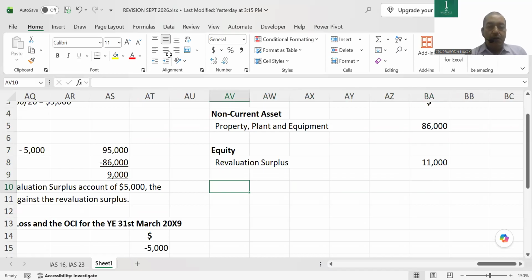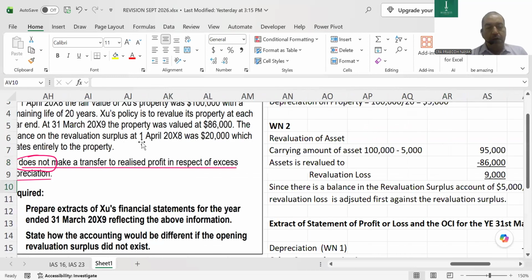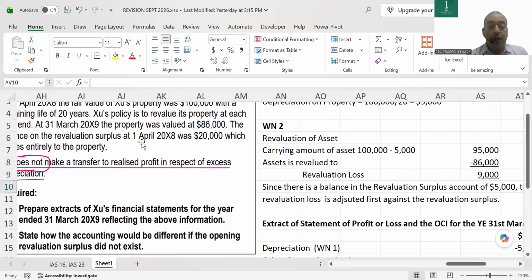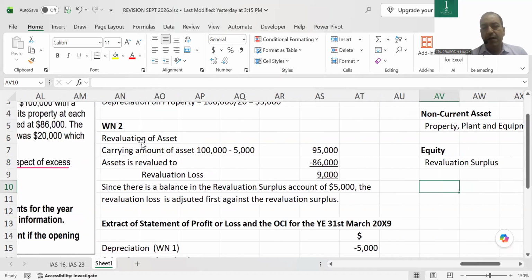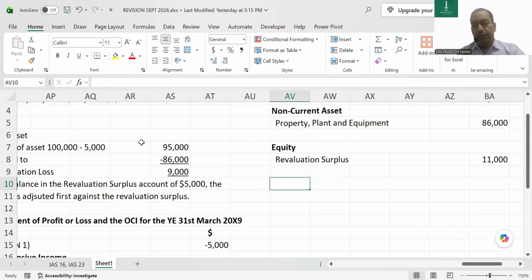Let us see the second part of the question. What is the second part asking? State how the accounting would be different if the opening revaluation surplus did not exist. It's not a big deal, right? If the opening revaluation surplus did not exist, then that impairment loss of 9,000 would be straight away transferred to SOPL, right? So write it down, not an issue.